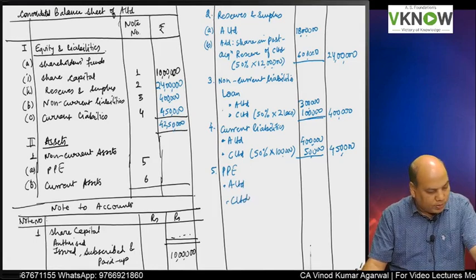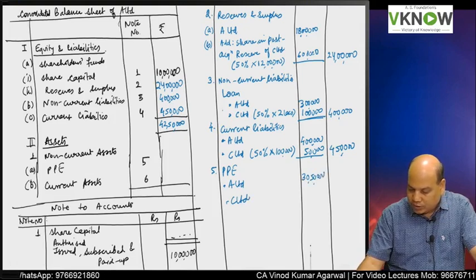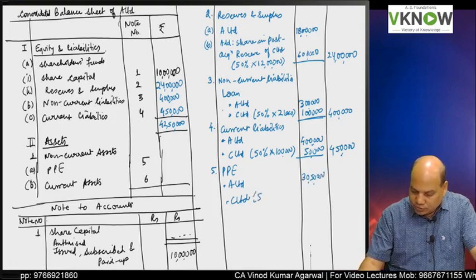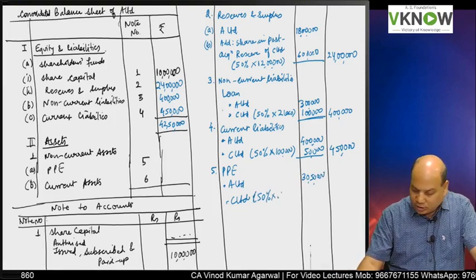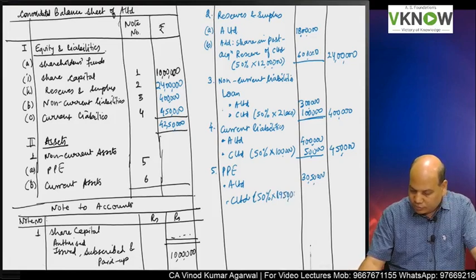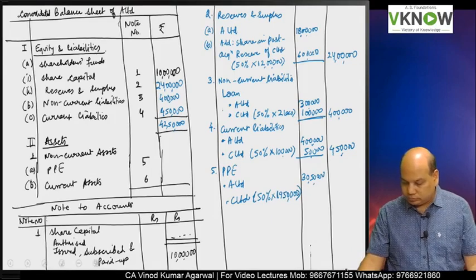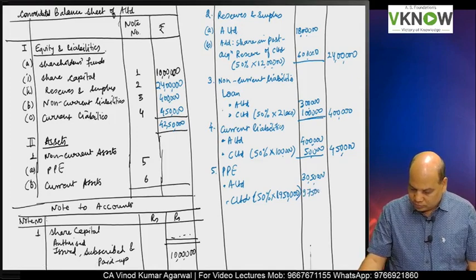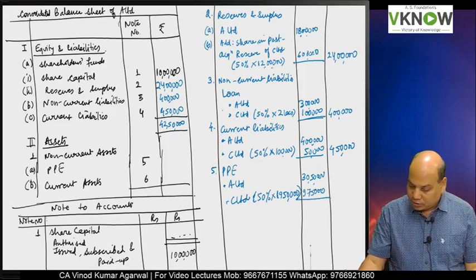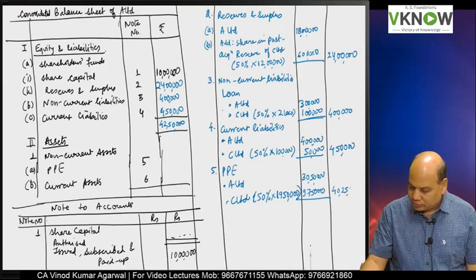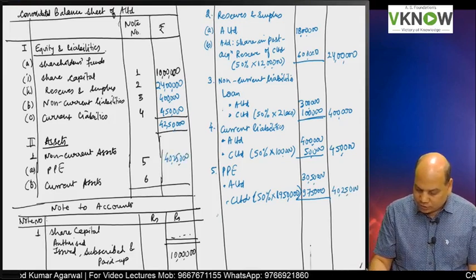Note number 5 PPE. A Limited own PPE figure is 30 lakh 50,000 and in C Limited we will take our share only, 50% of 19 lakh. So the calculation 9 lakh 75,000. So that comes to 40 lakh 25,000. Write on the main balance sheet 40 lakh 25,000.